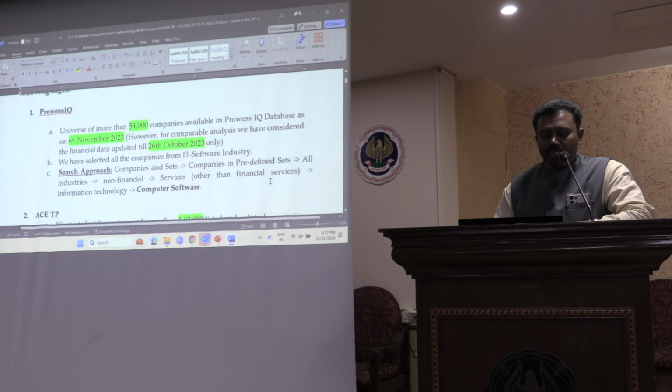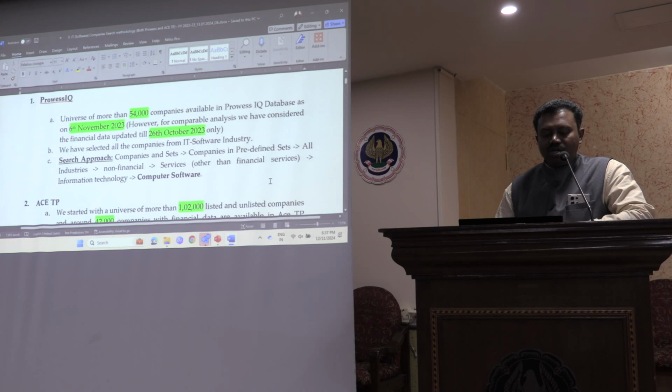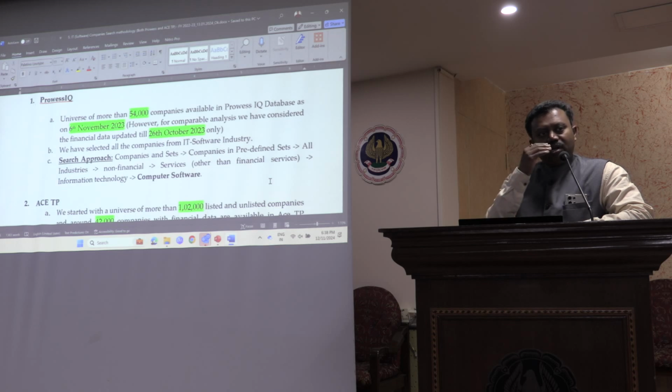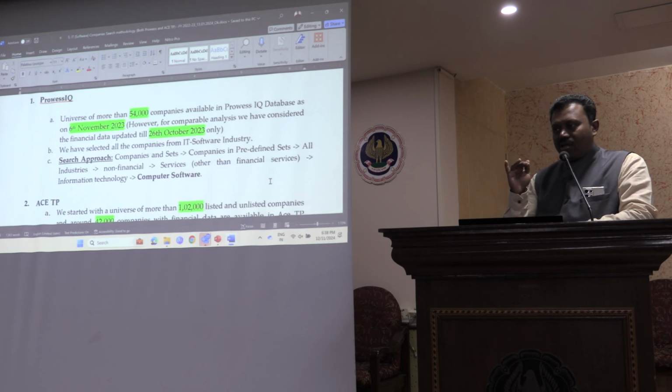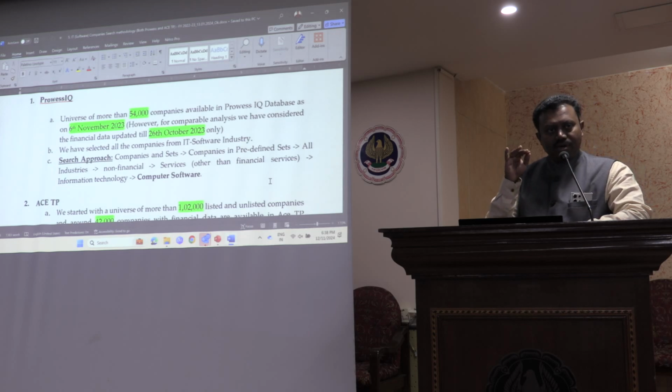However, for comparable analysis, we have considered the financial data updated till 26th October 23 only. Look at the amount of documentation that we are talking about here. So the officer can tell, look, 6th November 23, you already have a database that is there, but financial data updated till 26th October 23 only you are taking?